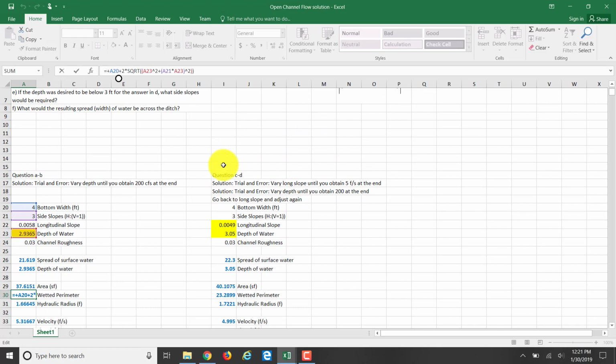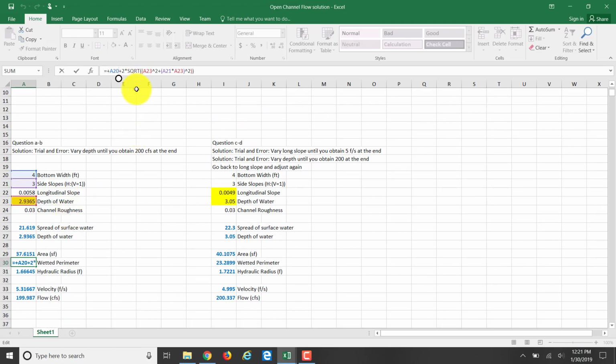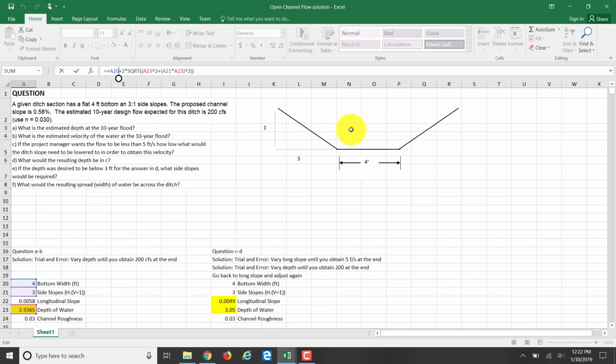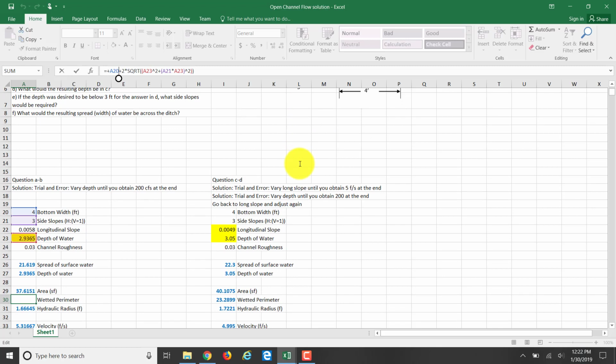So now I'm coming back. I have two of those. I'm going to use a squared plus b squared equals c squared. So I'm taking the square root of the depth and then 3 times the depth, squaring them, which is going to give me the hypotenuse of this triangle. So I'm coming over here. Here's my depth of my water. Here's taking that by the side slope, which is going to be 3.